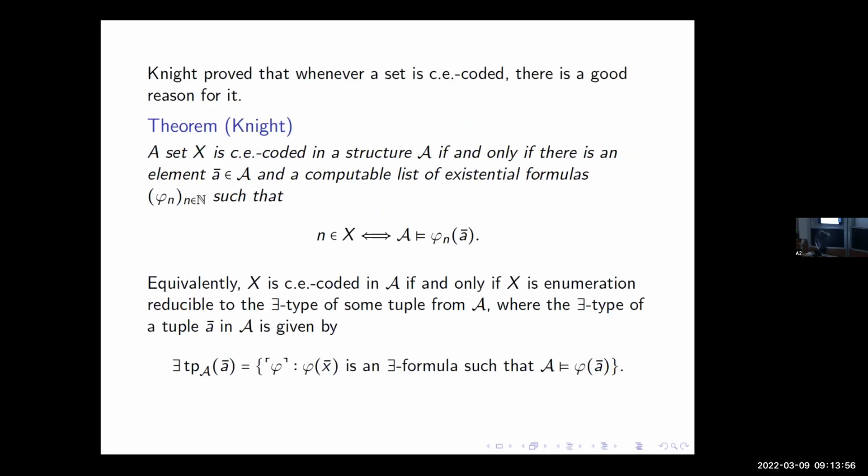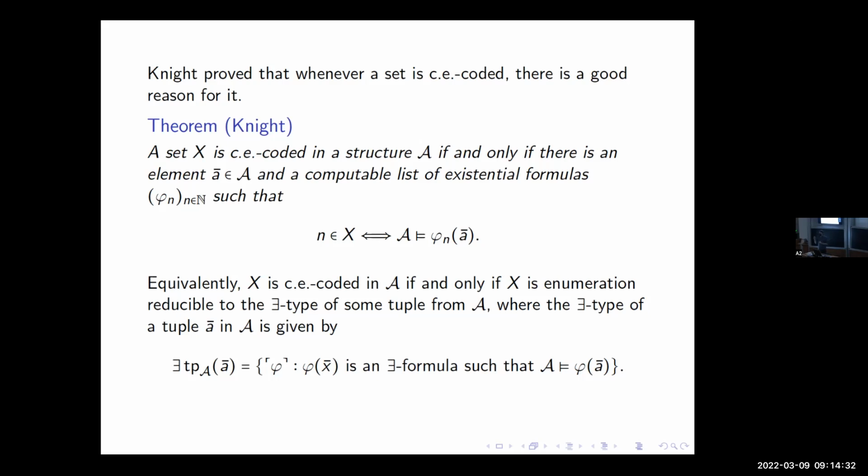Now, there's this very well-known theorem by Knight, which says that CE coding is really nicely behaved, in the sense that anytime a structure CE codes a set, there's a really good structural reason for that to happen. It's not just that it happens to be coded, there's a real structural reason. So the theorem says a set X is CE coded in a structure A if and only if there's some tuple in the structure, and there's a computable list of existential formulas so that you can tell whether n is in X by looking at whether the corresponding existential formula holds of this tuple.